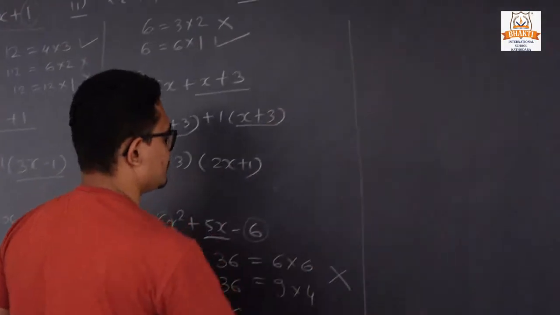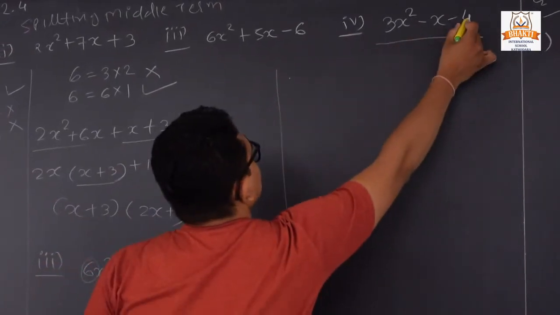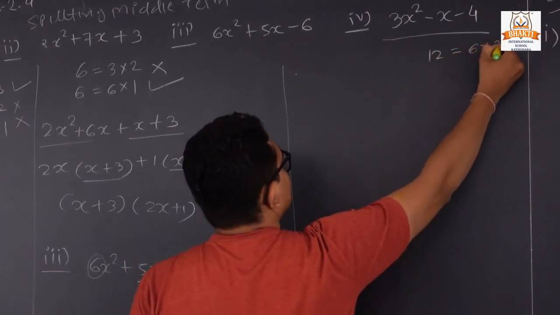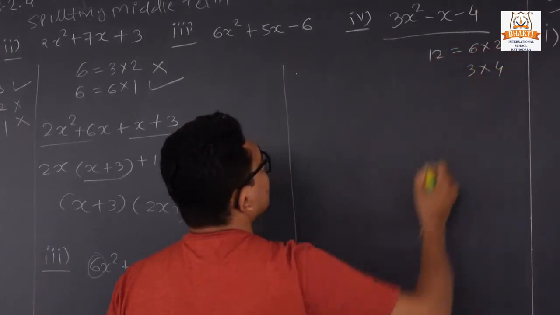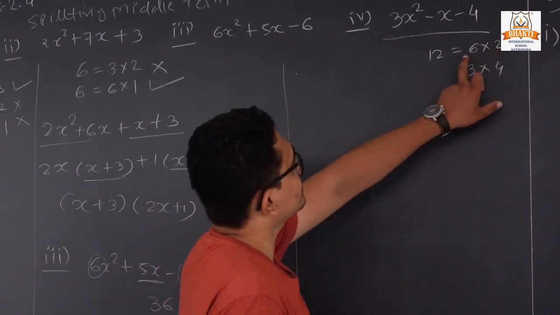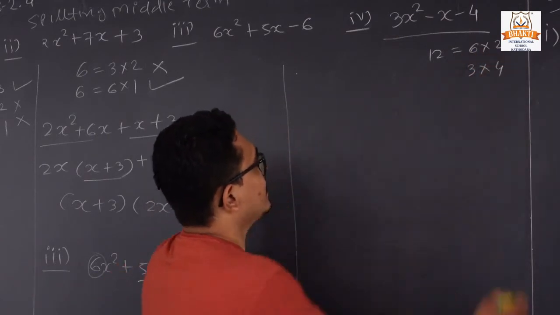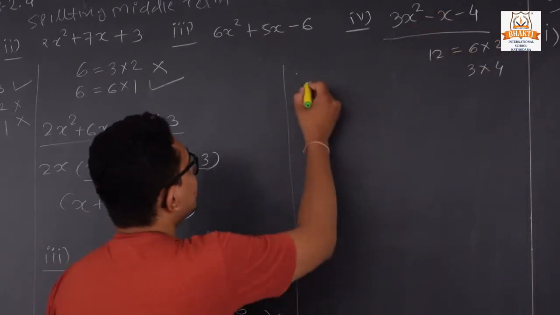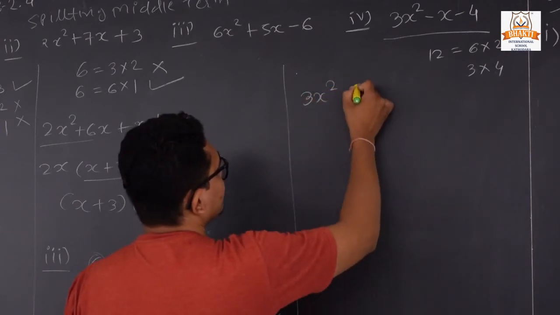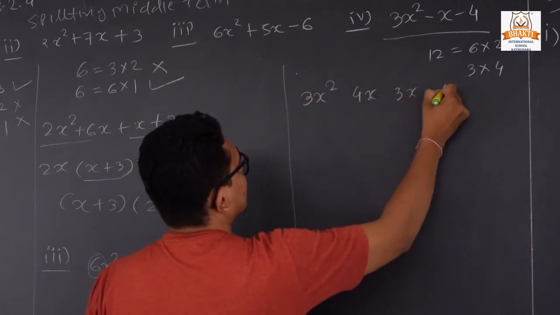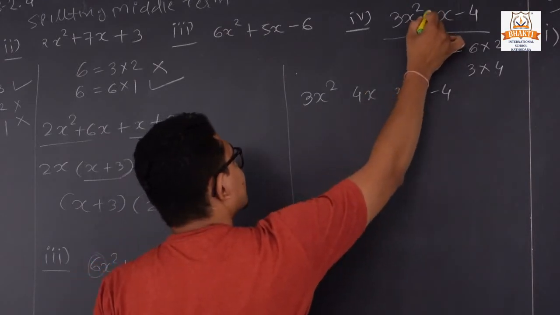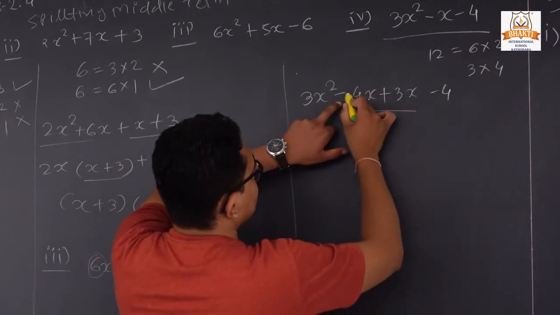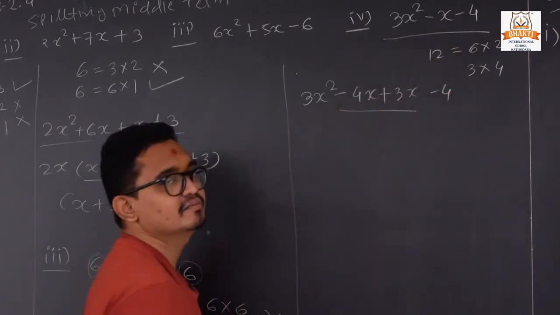Now next sum, question number 4. So 4 into 3, so it will be 12. So 6 2s and 3 4s. So 6 plus 2 is 8 and 6 minus 2 will be 4. So we cannot apply this factor. Now 4 minus 3 will be 1. So how can we write? 3x square, 4x and 3x, and last term will be same. But here they have a minus sign, so we will put plus because plus minus minus. So 4 minus 3 will be minus 1.